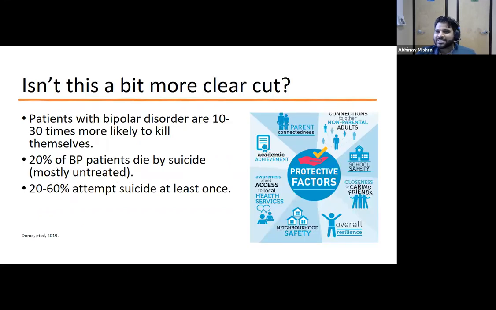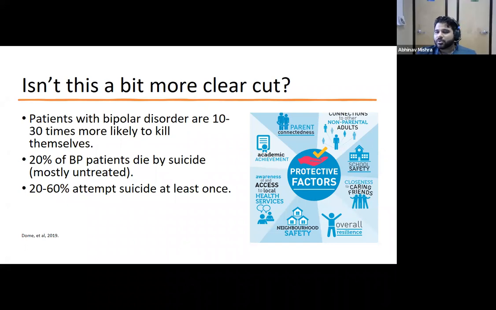So a lot of times with cases like this, you think it's a little bit more clear cut, which it is. Remember, patients with bipolar disorder are 10 to 30 times more likely to kill themselves. 20% of bipolar patients die by suicide, often when they're untreated and in their manic phase, because that's when they're more impulsive. 20 to 60% attempt suicide at least once. I know that range is really high, but people in mania are really in crisis, and we need to take it very seriously. People in crisis need help. So that's why we encourage our patients who are bipolar and having mania to come into the hospital.